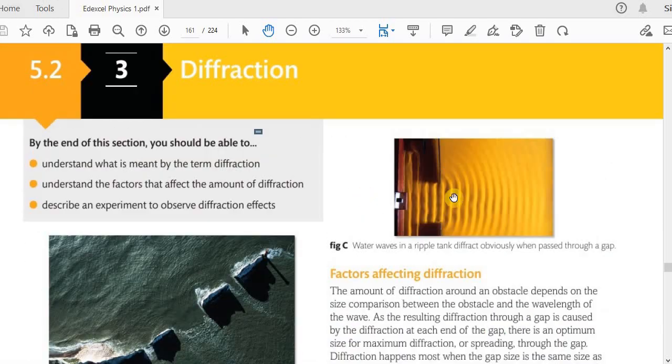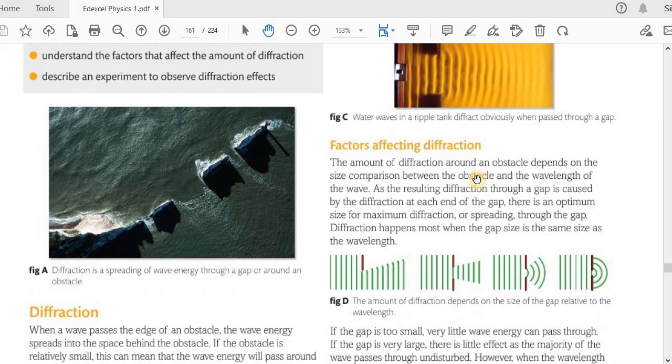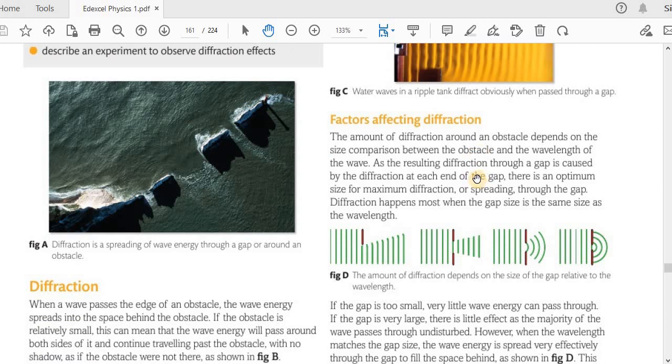Next column. Water waves in a ripple tank diffract obviously when passed through a gap. You can see that in the diagram, in the photo. Factors affecting diffraction: the amount of diffraction around an obstacle depends on the size comparison between the obstacle and the wavelength of the wave. As the resulting diffraction through a gap is caused by the diffraction at each edge of the gap, there is an optimum size for the maximum diffraction.